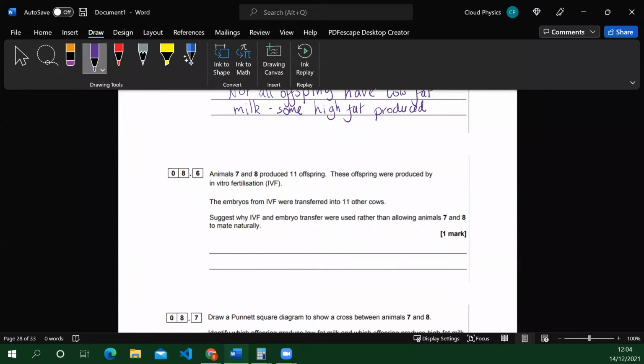So it happens a lot in farm animals, because it takes less time, and you get more offspring at the same time.